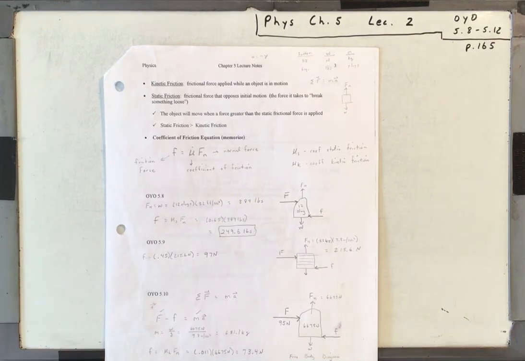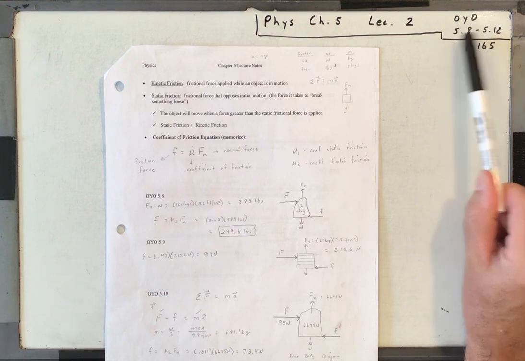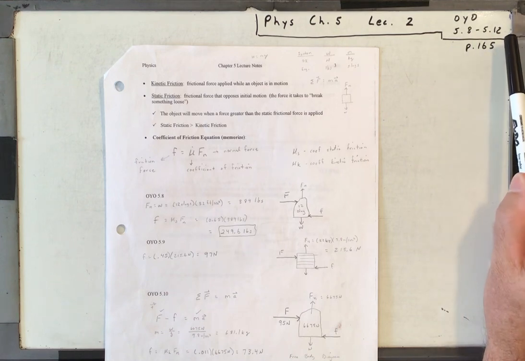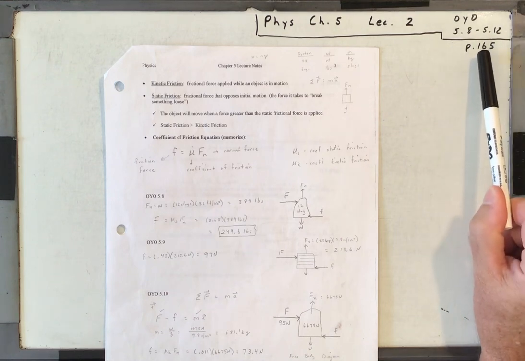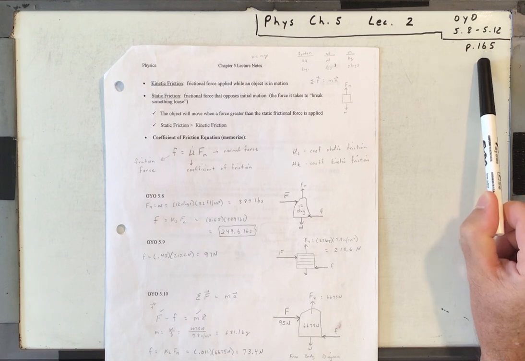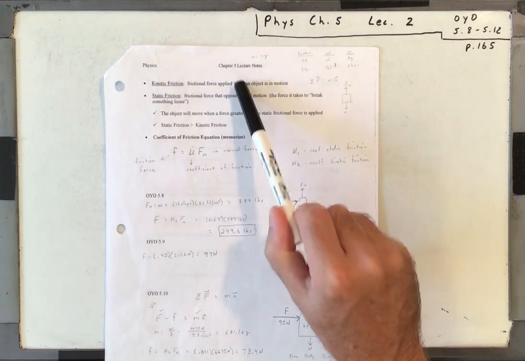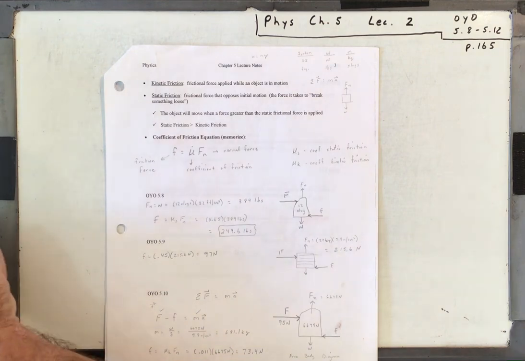Hey there. So today's lesson is from Physics Chapter 5. It's lecture number 2. We are going to be covering On Your Own Problems 5.8 to 5.12. We're going to finish out the chapter. And the first problem we're going to work is on page 165, and we're on page 3 of your lecture notes.